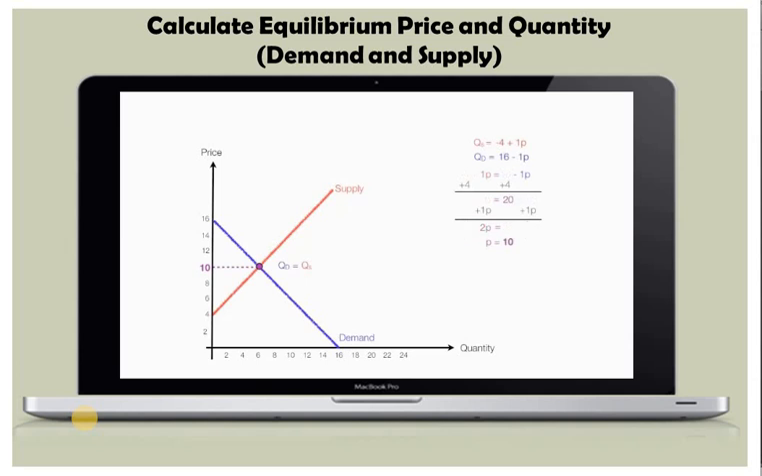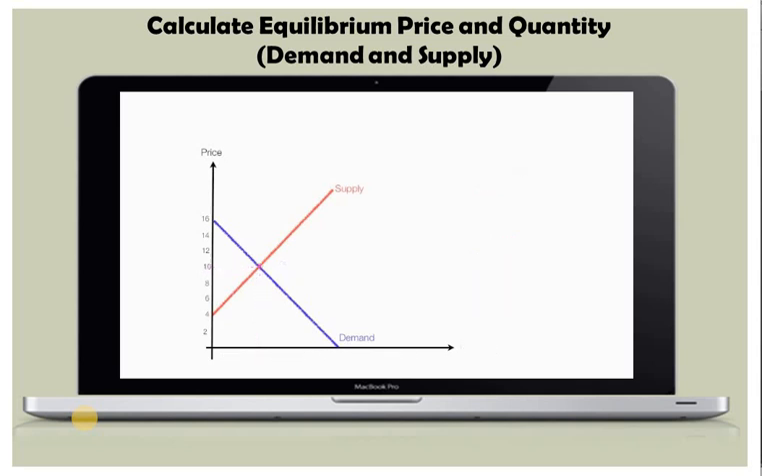Now I can take that 10 and plug it right back into my quantity supplied equation to determine quantity supplied. So now I have quantity supplied is equal to negative 4 plus 10, which is equal to 6 the last time I checked. So quantity supplied is 6 at equilibrium. I could have also plugged in the 10 to the quantity demand equation, and I would have gotten the same answer, which means quantity demanded at equilibrium is also 6.